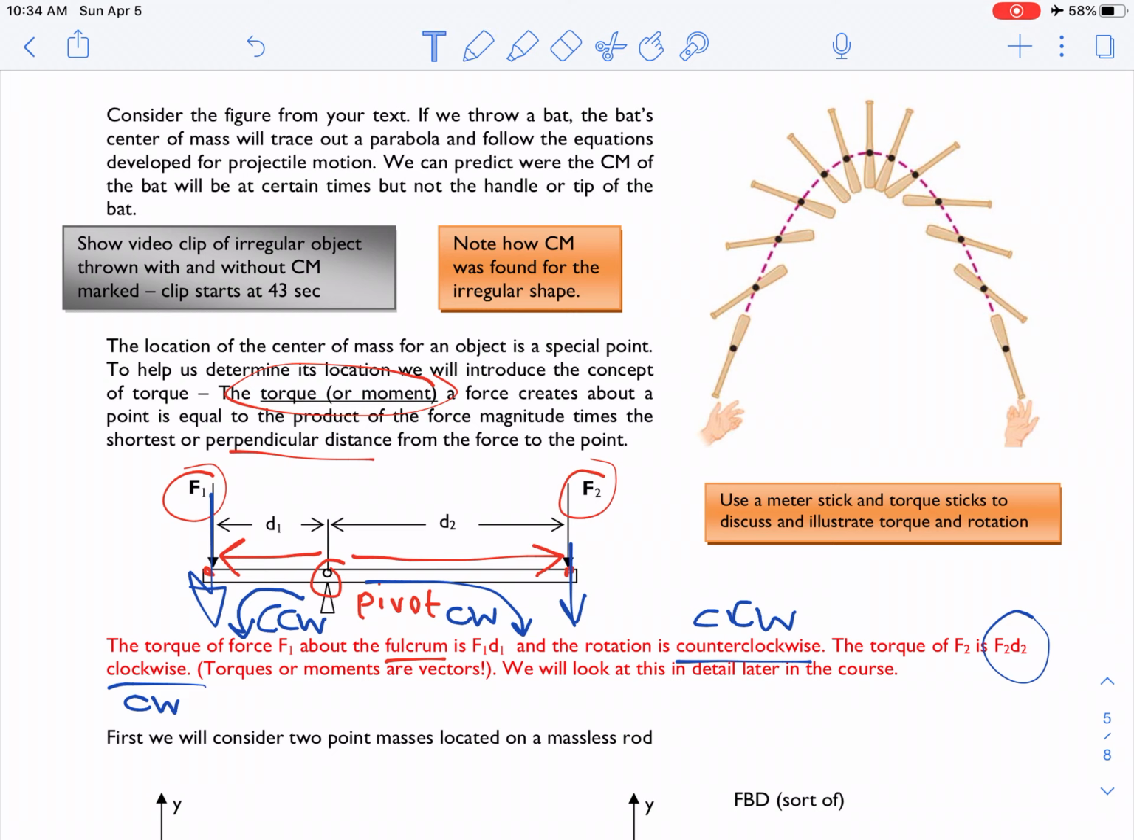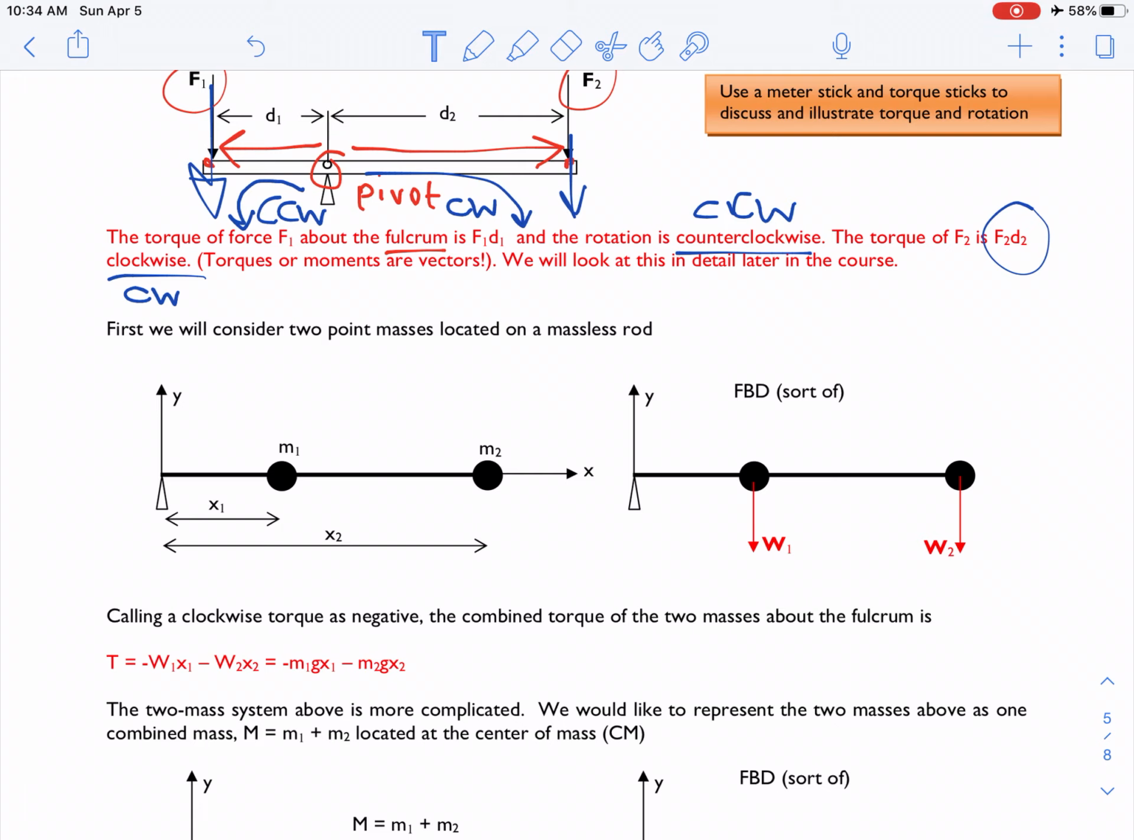So first, let's consider two point masses, and let's say they're located on a massless rod. They have masses M1 and M2, and you can see that here is our pivot point. Every time we will show where the pivot point is, because that's going to be our reference point, and then I'm looking at where the object is. Okay, this is my pivot point. There's W1 downward and W2 downward, because those are the weight forces acting on the object. Ignoring some of the forces, so this is a free body diagram, kind of.